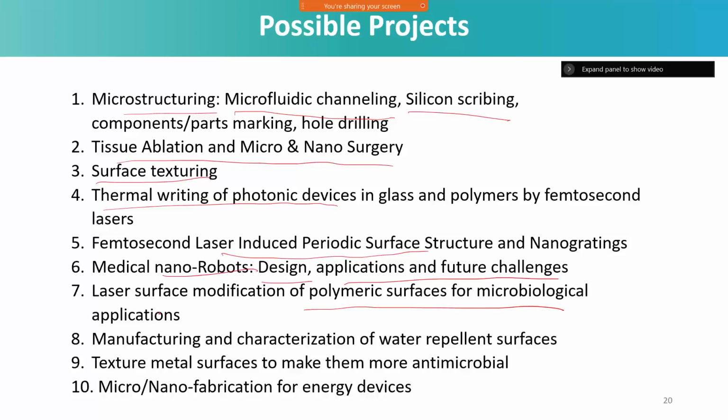You can think about any kind of application, how that modification could be helpful in improving it. Then manufacturing and characterization of water repellent surfaces, texturing metal surfaces to make them more antimicrobial. You can use some kind of material and texturing for cleaning germs that are present, or a bacteria, to kill the bacteria. You can design some kind of system, or micro nano fabrication for energy devices. That is again an interesting topic that is improving, and green energy harvesting and other related areas, where laser micro machining plays a pivotal role.